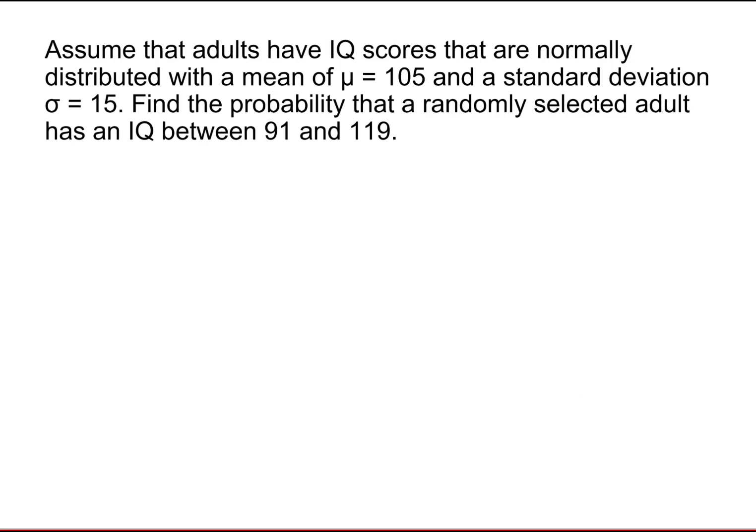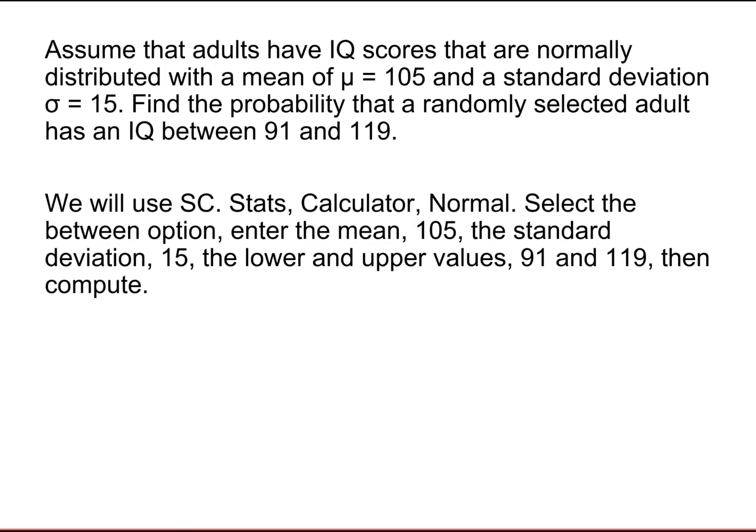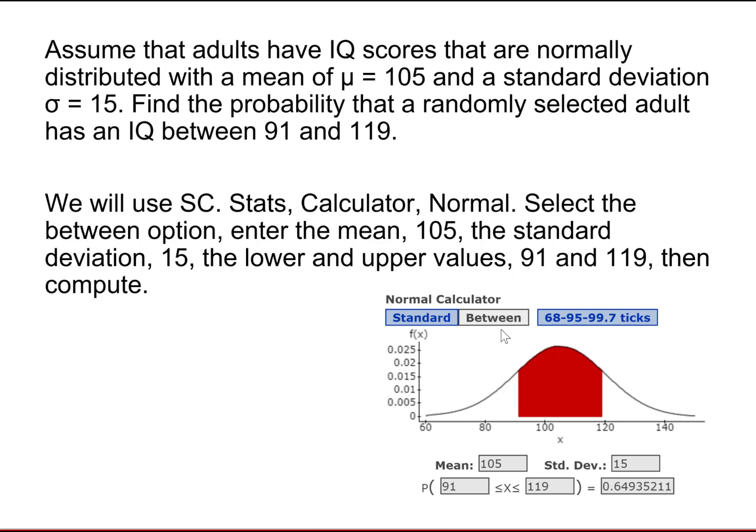Okay, let's do a between question now. Assume that adults have IQ scores that are normally distributed with a mean of 105 and a standard deviation of 15. Find the probability that a randomly selected adult has an IQ between 91 and 119. So again, we're going to use the StatCrunch tool. We're going to use the between option. So I clicked on between here. I put in my mean and my standard deviation. I put in the two values I want to be between, 91 and 119, and I find my probability right here. So the probability that a person would have an IQ between 91 and 119 is 0.6494.